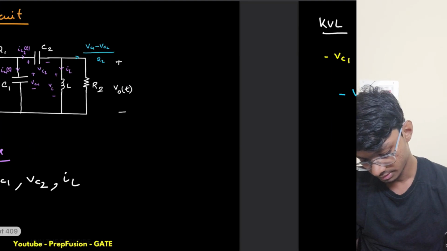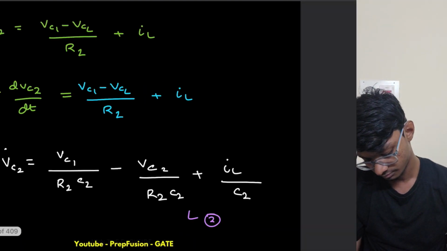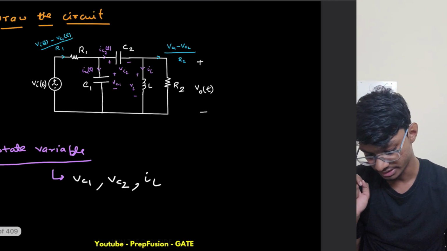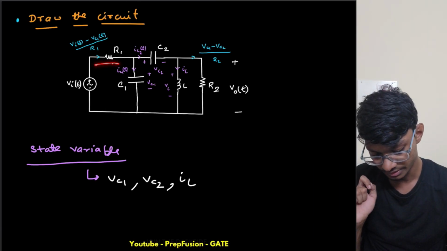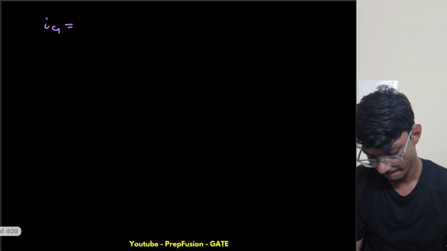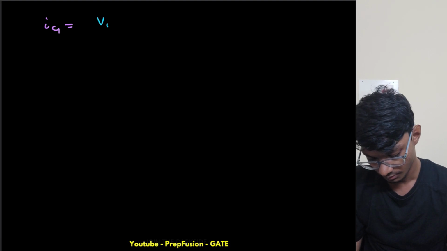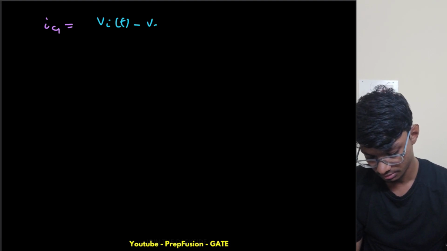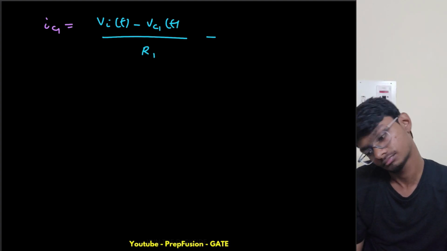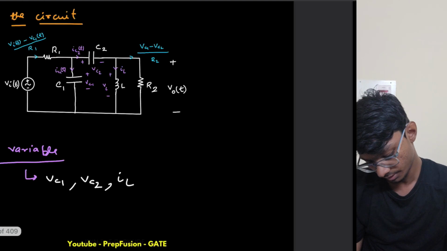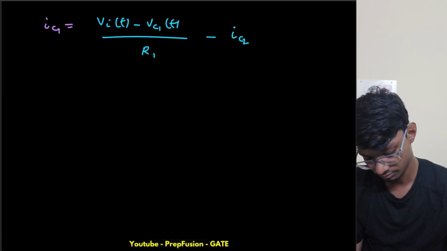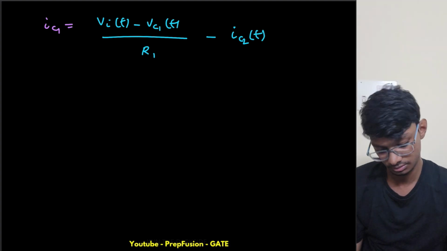So what is IC1 equal to? That's why I'm writing current here. IC1 is simply equal to this current minus IC2. So this is (Vi of t minus Vc1 of t) by R1, minus IC2.